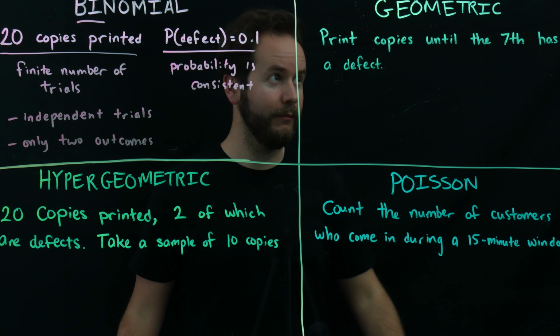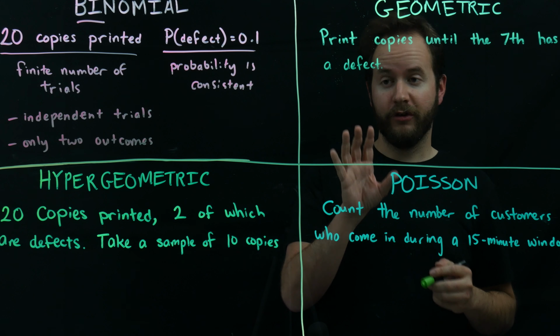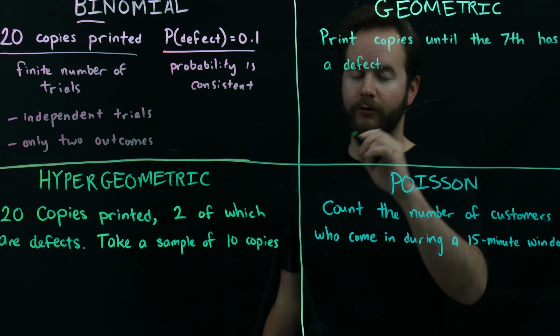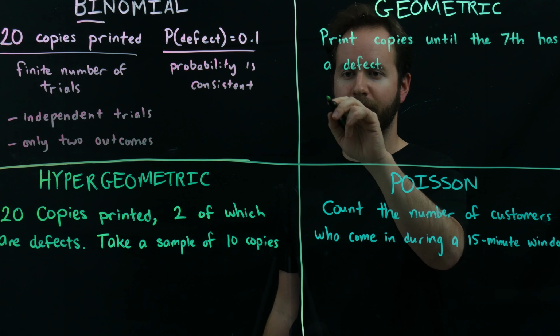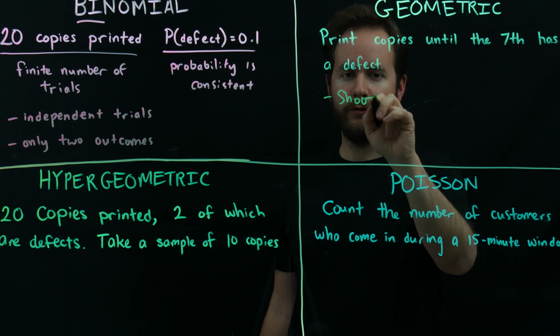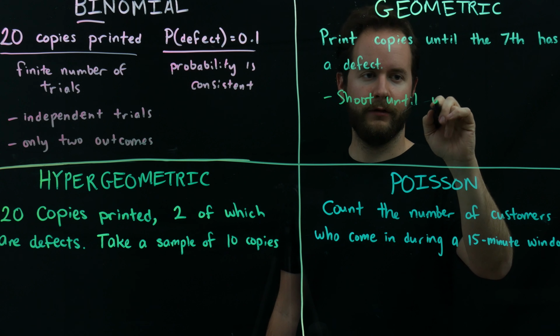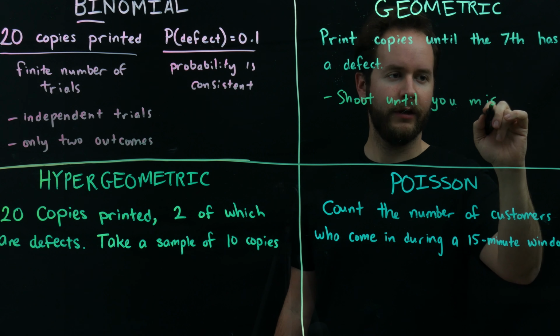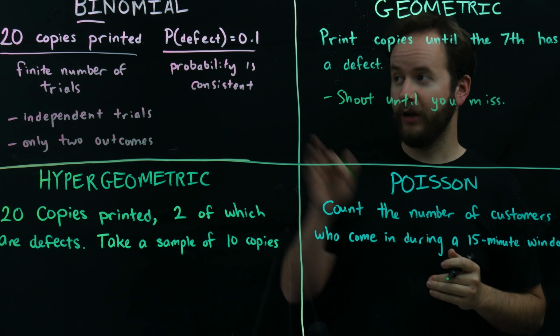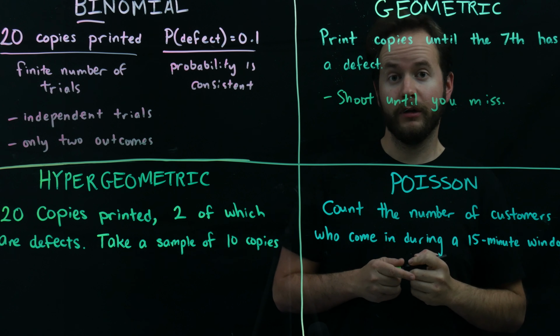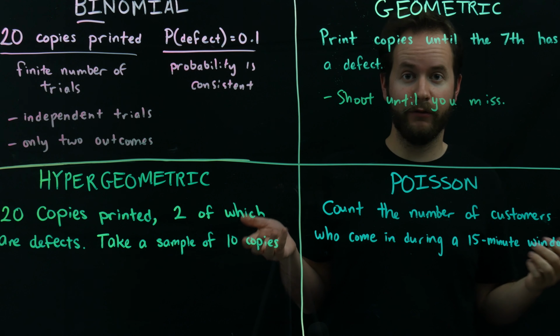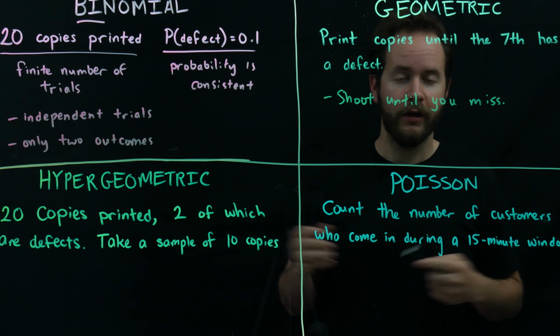Let's hop over to the geometric distribution. This distribution, I call the shoot till you miss distribution, or shoot till you make one, depending on your perspective. So shoot until you miss. Notice there's no fixed number of shots as there were for the binomial distribution. You could conceivably shoot 1,000,000 times and never make a single shot. So you could keep shooting, well, forever.